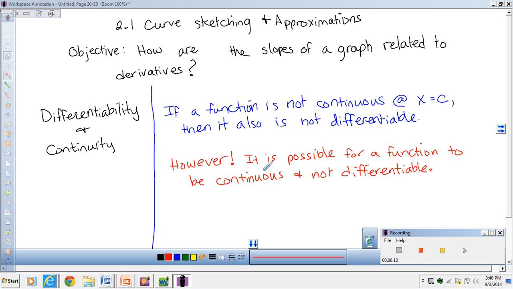So I say a function is not continuous. If a function is not continuous at x equals c, then it also is not differentiable. So for example, if I had a function that has a break at x equals c, well, the function is not continuous, therefore it is not differentiable. I cannot find my derivative, I cannot find a slope at x equals c. However, it is possible for a function to be continuous and not differentiable.